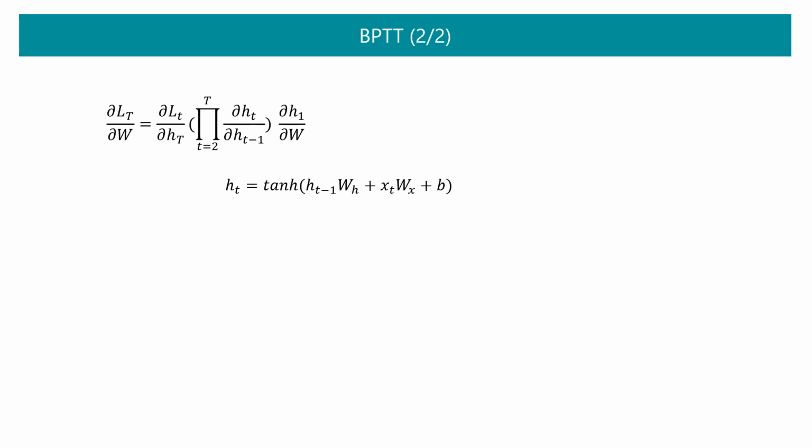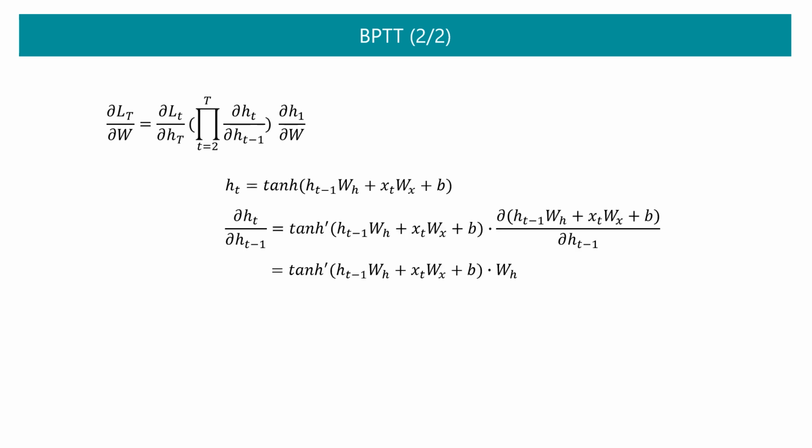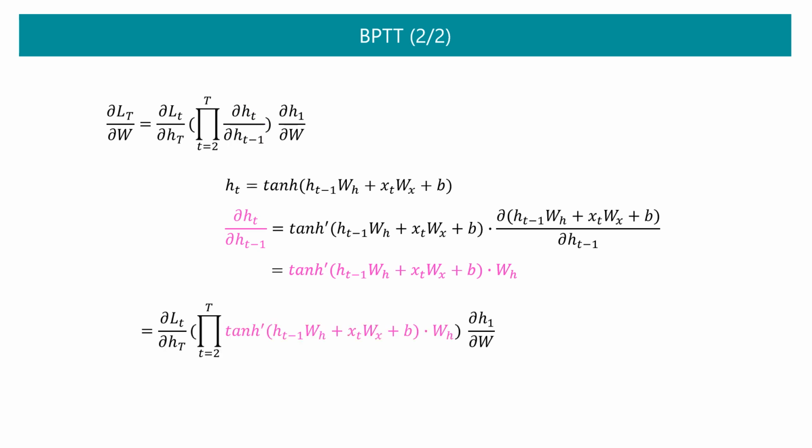We know that a hidden layer can be expressed in this way. Take its derivative. It can be expressed in this way. Let's plug this into the expression of the weight gradient. By doing so, we can express the weight gradient by this equation.